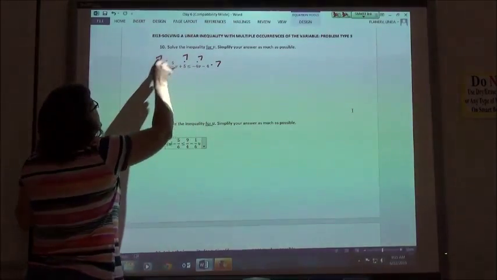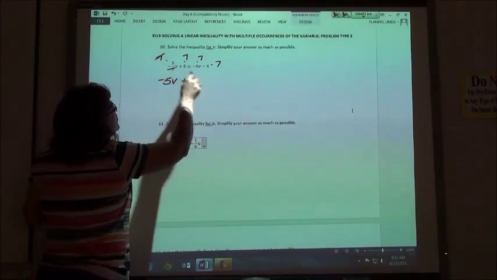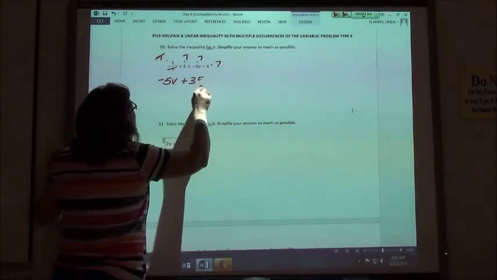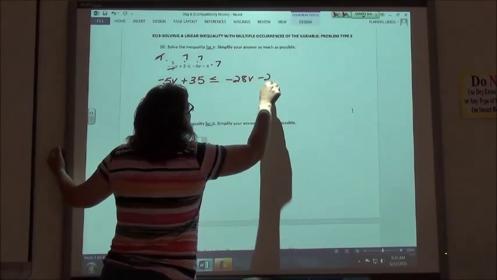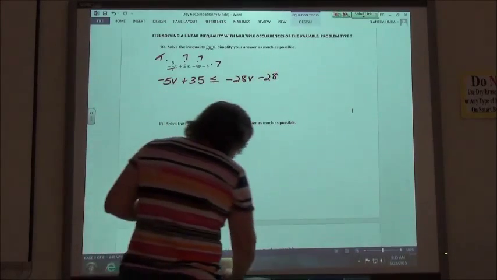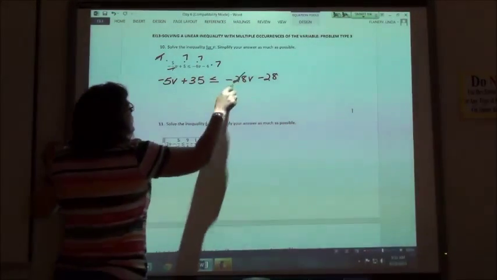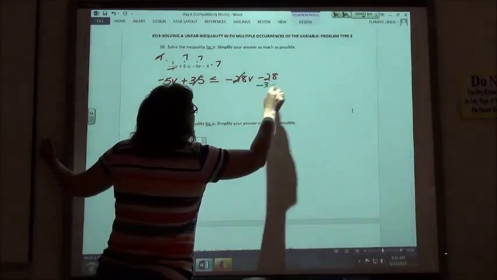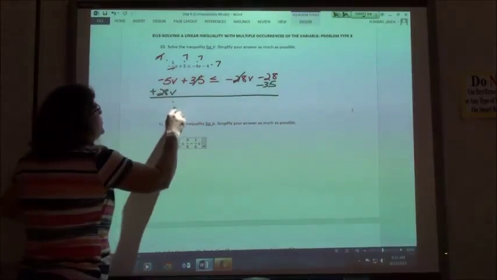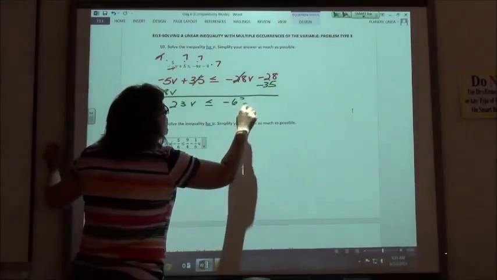Here the 7's will cancel, so negative 5v plus, no canceling here, 35 is less than or equal to negative 28v minus 28 then. I want to solve that for v. So I'm going to add my 28v and subtract my 35. 23v is less than or equal to negative 63 then.